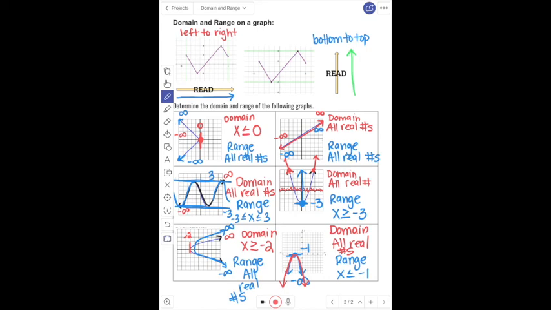Now, this is probably the first time that you've ever really talked about domain and range in a graphical sense. So just remember, domain you read from left to right. It's your x values. Range you read from bottom to top, and it's your y values.